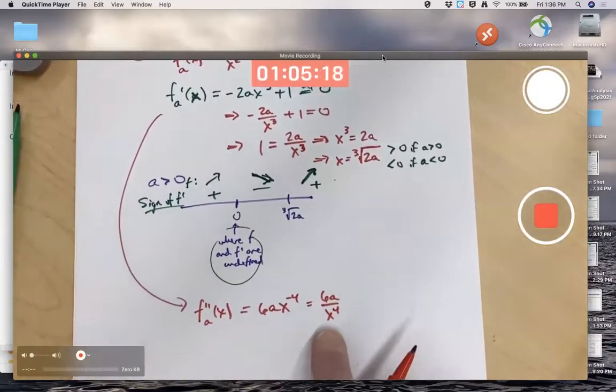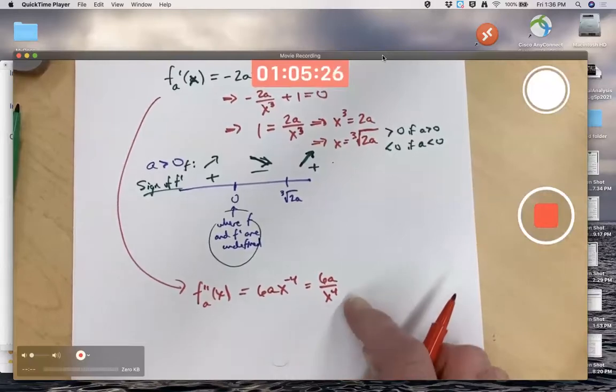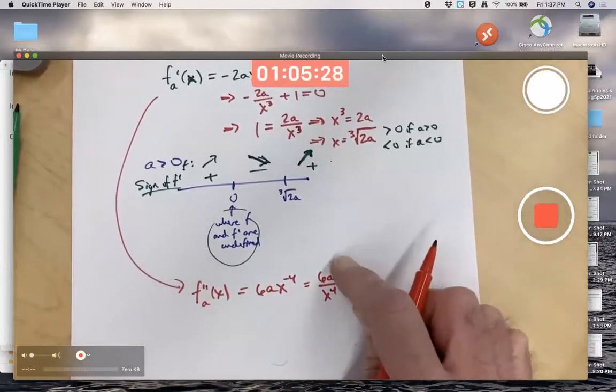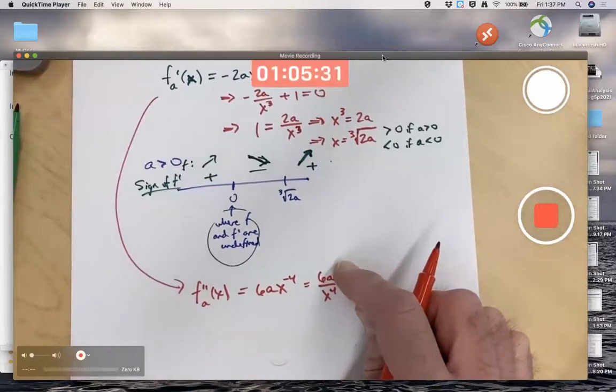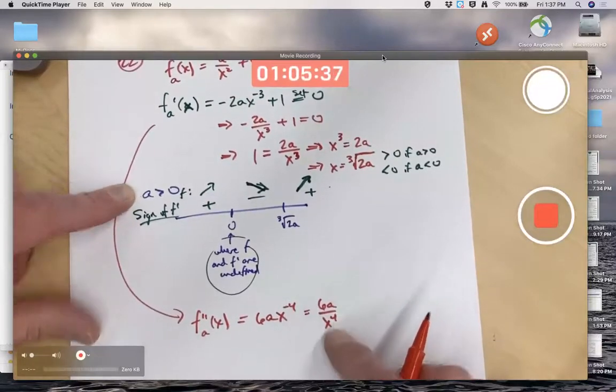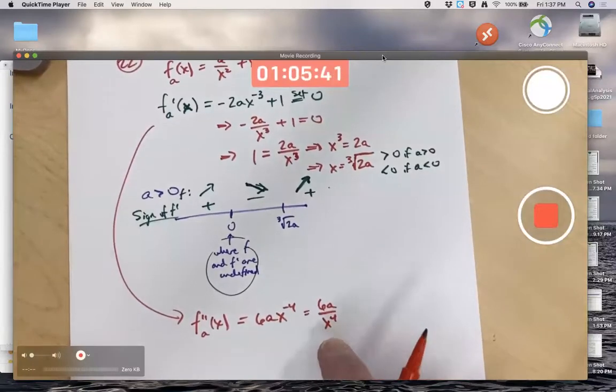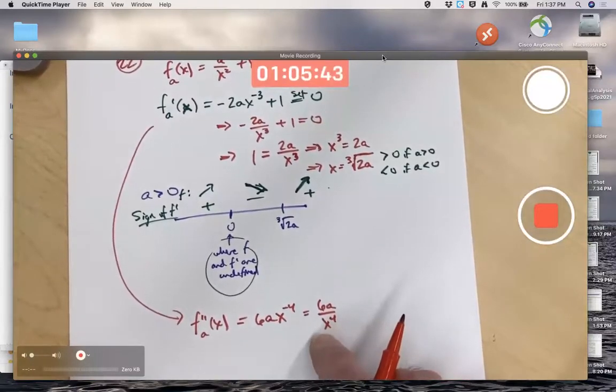And this function, this second derivative, is never 0. The only way a fraction can be 0 is if the numerator is 0. But 6a is a non-zero constant. In fact, it's a positive constant here when we're in this case where a is positive. And this is always positive, no matter what x is. This exists and is positive as long as x is non-zero.